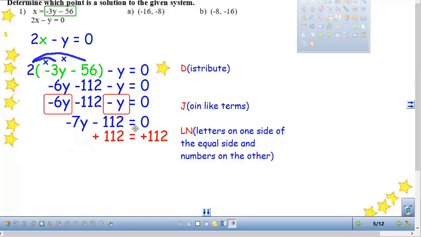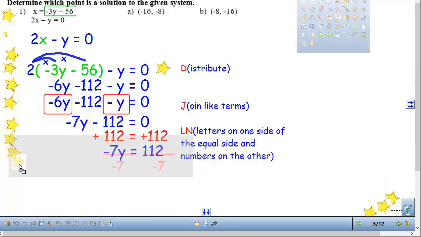So I move this 112 to the right-hand side of my equal sign, and when I get done doing that, I'm going to end up with negative 7y, because I didn't do anything with the y's in this step, so they just drop down. And then 0 plus 112 gives me 112. The next thing I need to do in order to get y by itself and put the numbers on one side and letters on the other is to undo this multiplication between the negative 7 and the y by dividing by negative 7.